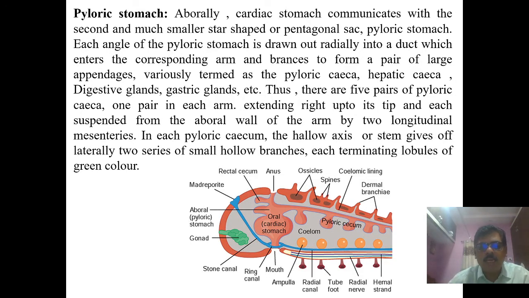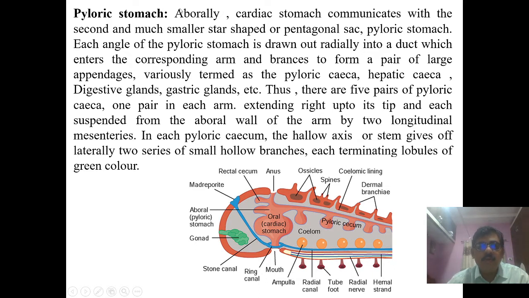Next one is the pyloric stomach. After the cardiac stomach, the next thing is the pyloric stomach. It is situated aborally, and the cardiac stomach communicates with the pyloric stomach, which is a small star-shaped or pentagonal sac. Each angle of the pyloric stomach is drawn out radially into a duct and enters the corresponding arm and branches to form a pair of large appendages, and these are called pyloric ceca.